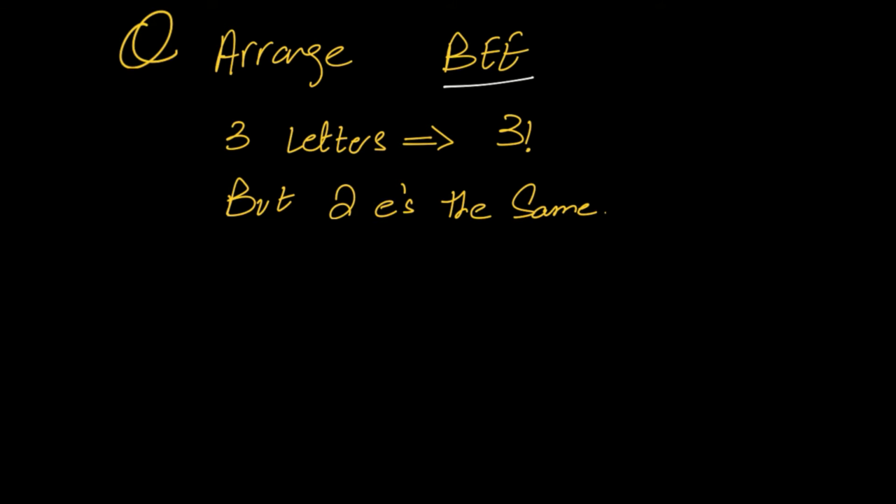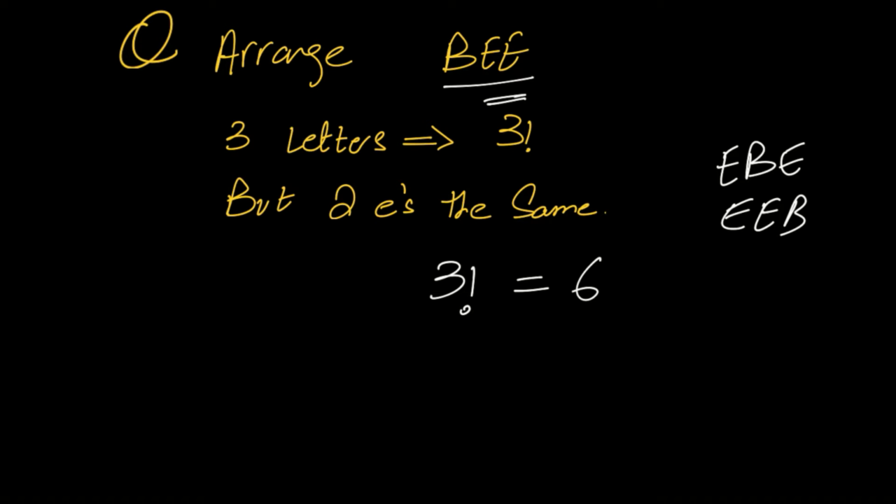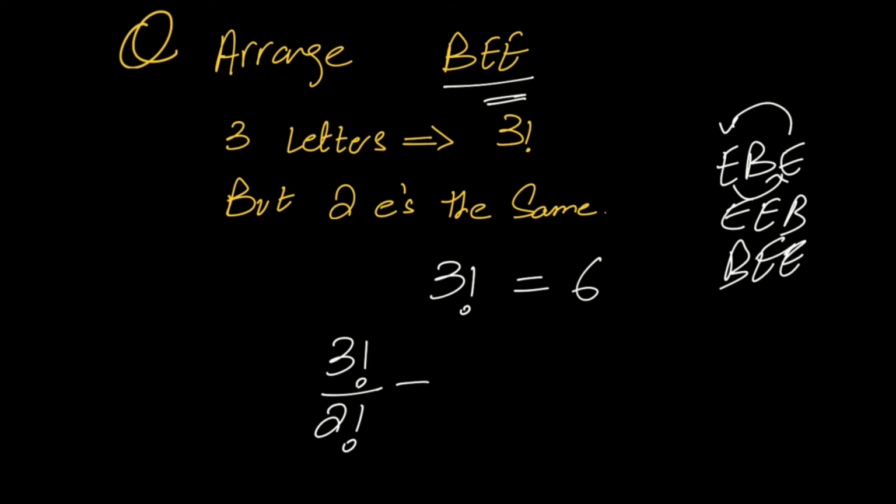Okay, so as there are two similar letters, 3 factorial will give us 6 combinations. But in reality, this will only have 3 combinations, which is E, B, E, E, E, B, and B, E, E. As these E's are the same and shuffling them will have no impact, for that to happen we have to divide by 2 factorial, which will only leave us with three combinations. So as two are similar, we have to divide by the factorial of that.